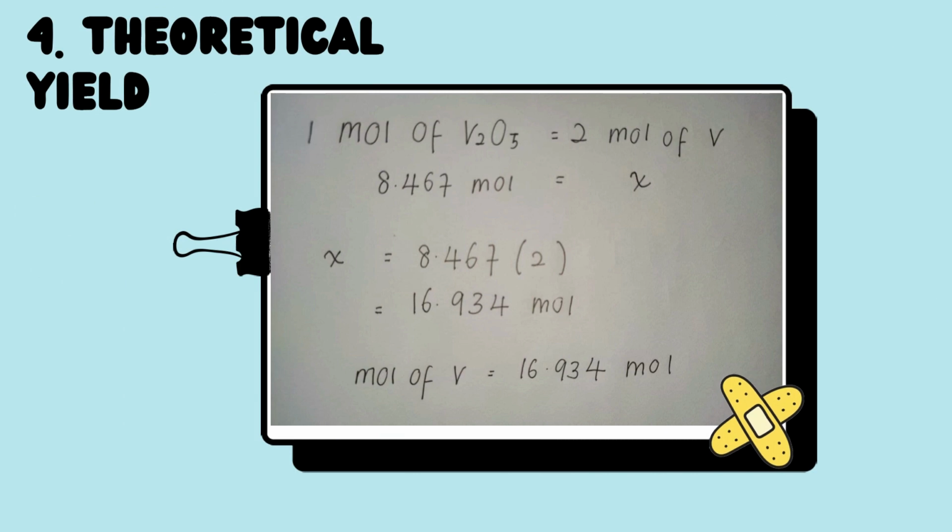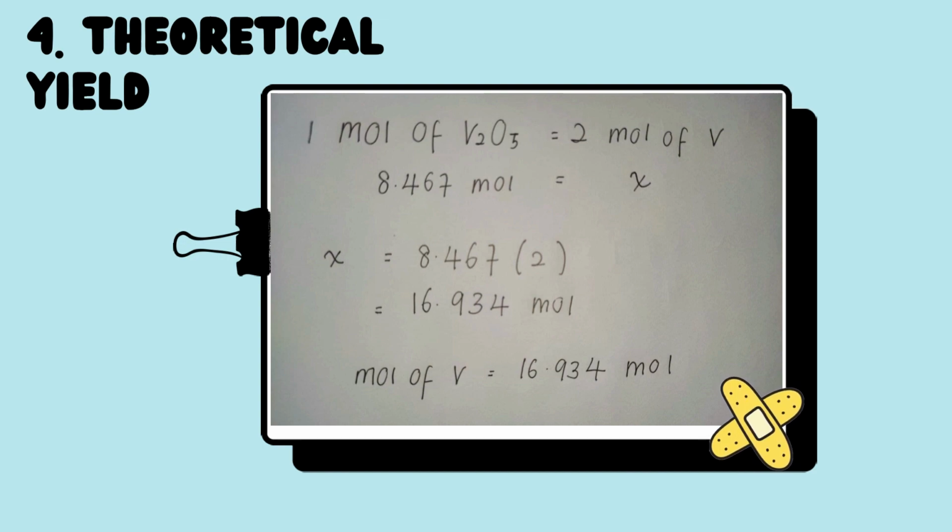Okay, let's go to the theoretical yield. Theoretical yield needs you to compare the number mole of the limiting reactant with the number mole of vanadium. That's why we find the limiting reactant first in order to find the theoretical yield. So we will do the same thing. We will compare the number mole of limiting reactant, which is vanadium oxide, at 8.467 mole equal to X, since we don't know the number mole of vanadium. So kita darab silang, kita akan dapat jawapan which is 16.934 mole.